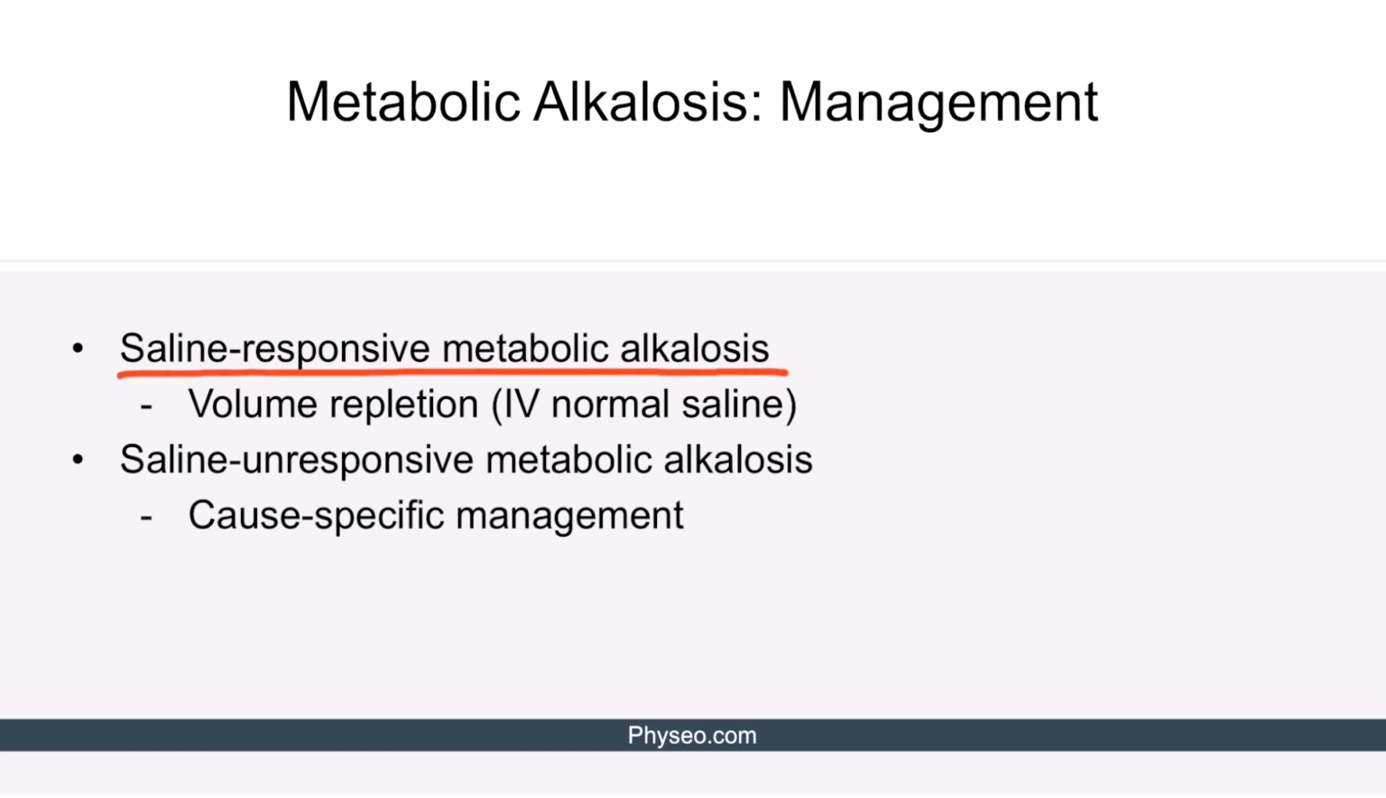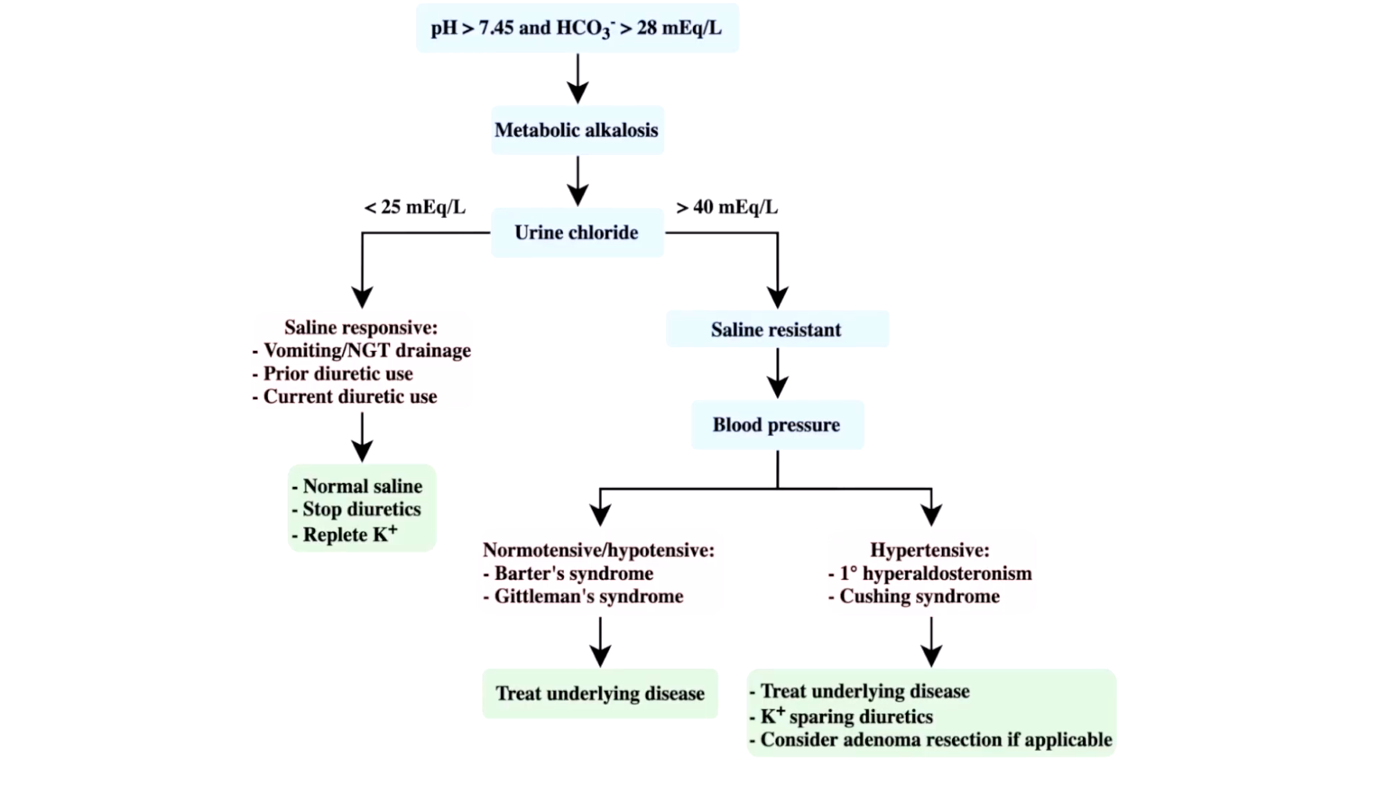Saline-responsive metabolic alkalosis is treated with volume repletion. We can use intravenous normal saline in cases of severe volume depletion. Management of saline-unresponsive metabolic alkalosis is specific to the cause of this acid-base disorder. This is the algorithm of causes of metabolic alkalosis. Please pause the video and take a moment to consider this algorithm.